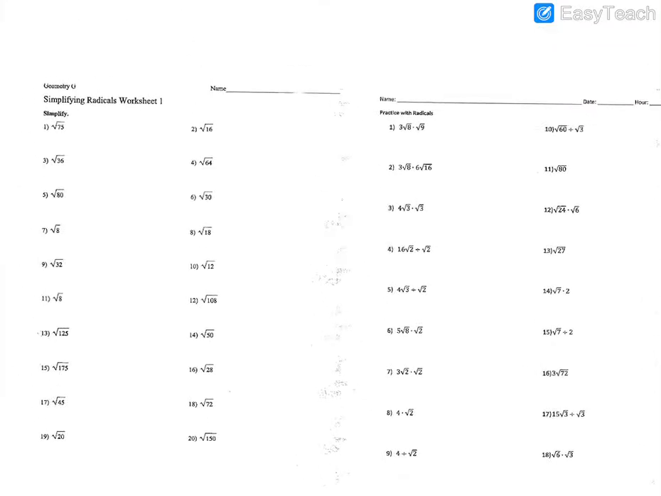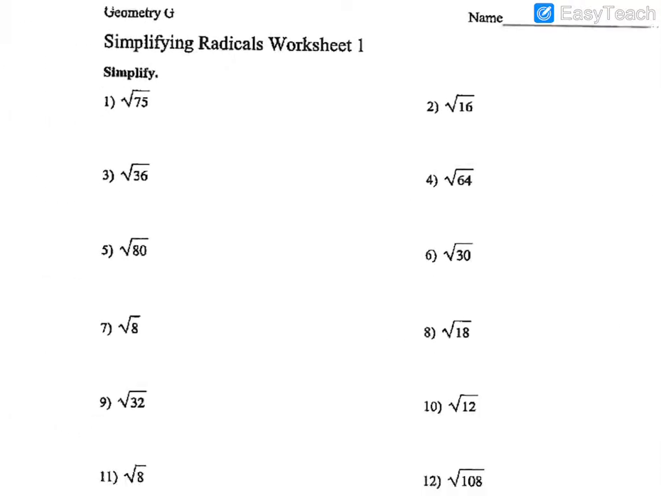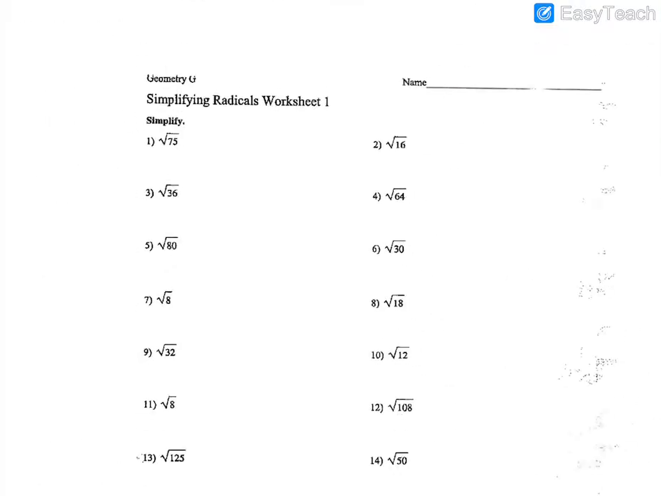All right, I'm going to take a couple minutes to go over a review worksheet. This is something that you learned in definitely geometry, possibly in Algebra 1. So I just wanted to take some time to go over it. So when we simplify radicals, what we are looking for is perfect squares.